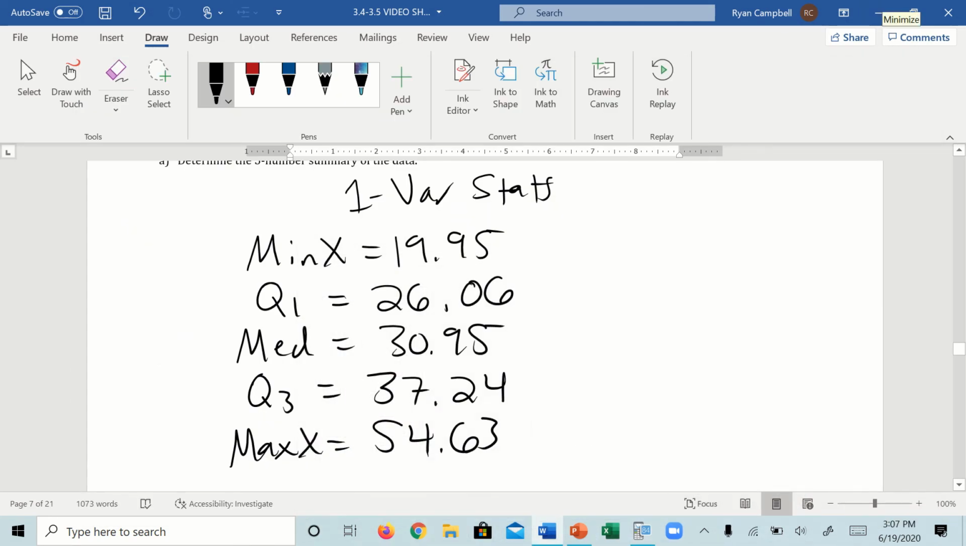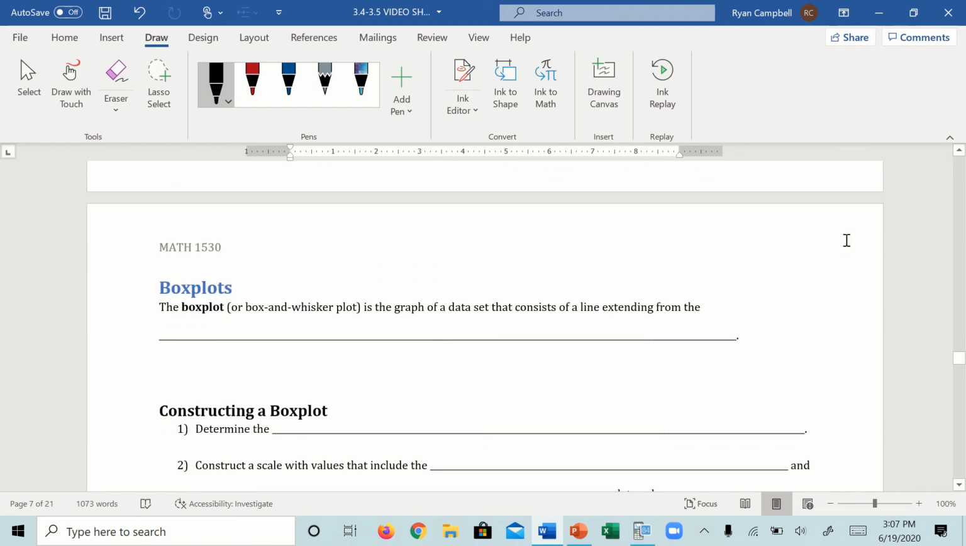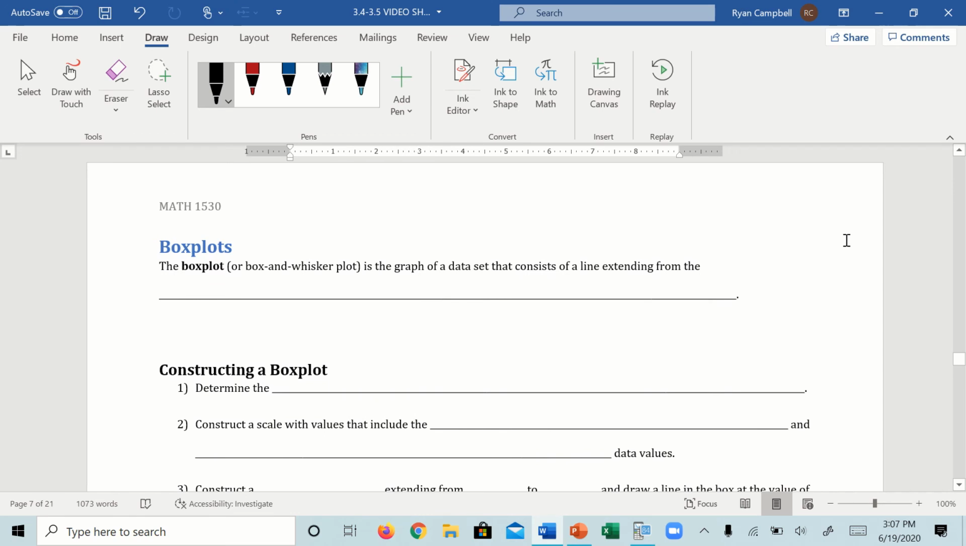All right. Hopefully not too hard. Everything making sense? Cool. All right, so let's move on to box plots. So box plots, also known as box and whisker plots, you might have heard that one instead, is basically a graph that consists of all the lines extending from the 5-number summary.